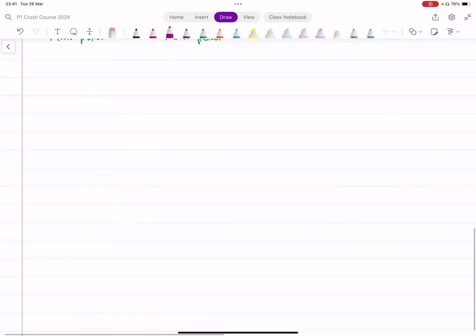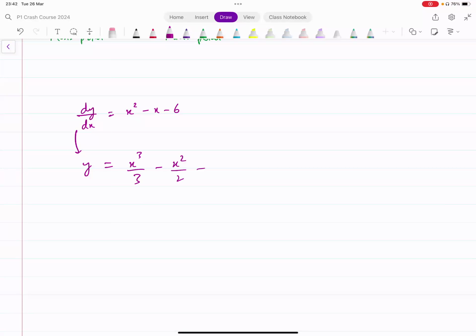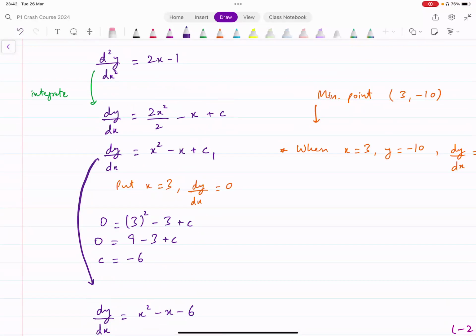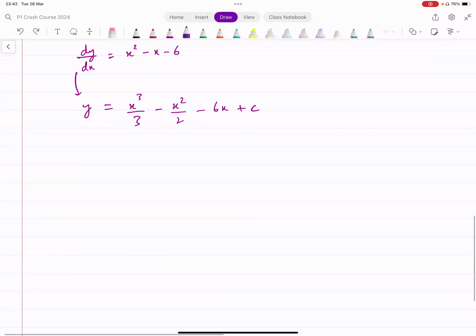Let's do that now. So we have dy over dx, and that is x squared minus x minus 6. You'll have to integrate this again, and that gives you x cubed over 3 minus x squared over 2 minus 6x. But again, you're integrating. You have a plus c here. Now, this c is not necessarily going to be the same as this c, right? So if you want, you can call this c1 and the next one c2. Or you can just understand that this c is not the same as the previous one. It's some other constant, okay?